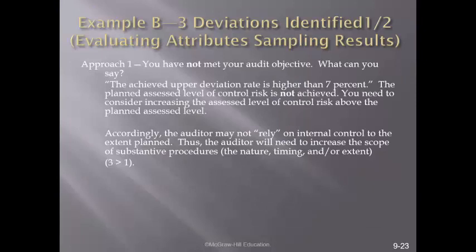Continuing with the example, but now you find that there were 3 deviations in the sample. Using the first approach, you will find that the planned level of control risk was not achieved because only 1 deviation was allowed and 3 were found. Substantive testing will have to be increased in the area of this control.